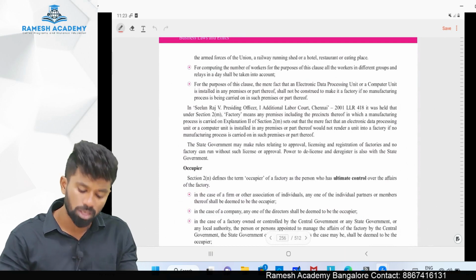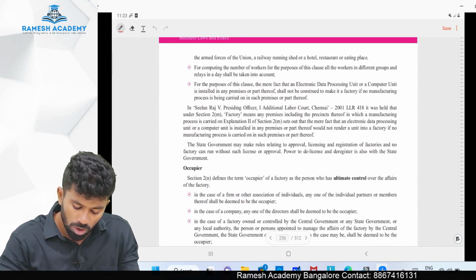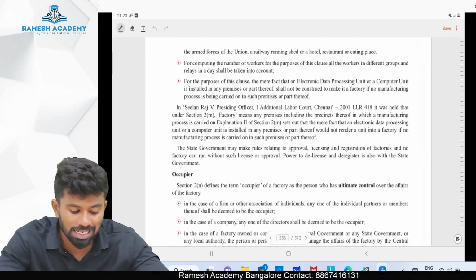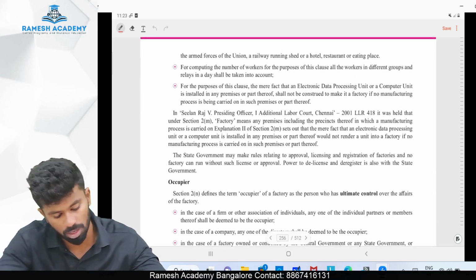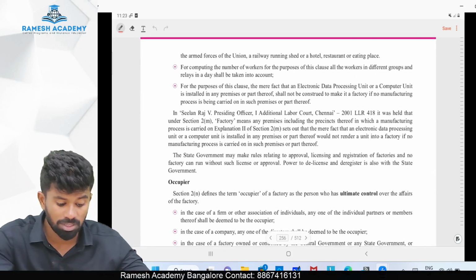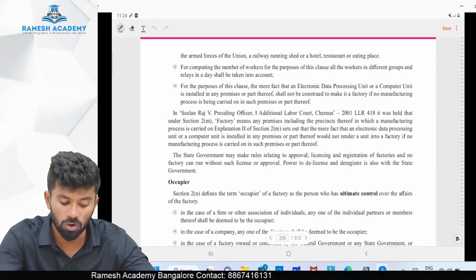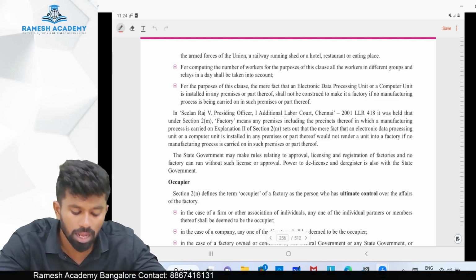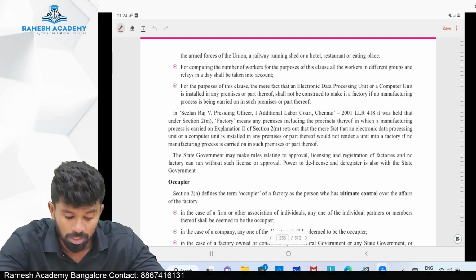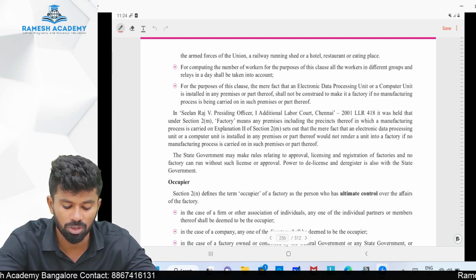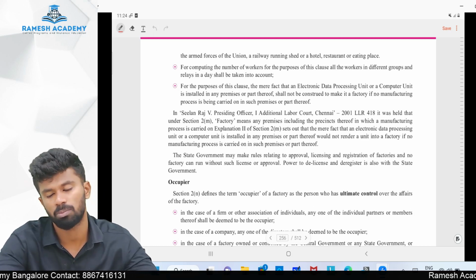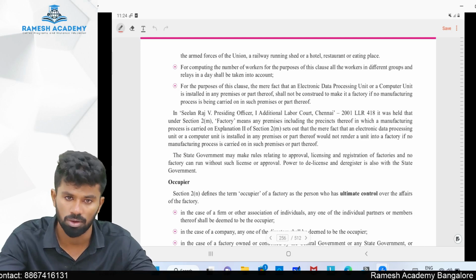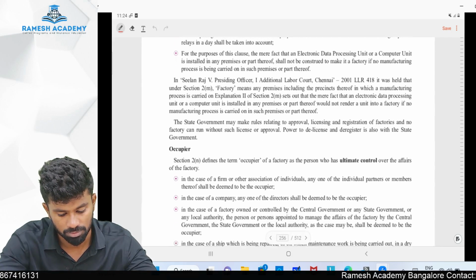For computing the number of workers, all the workers in different groups and relays in a day shall be taken into account. For the purpose of this clause, the mere fact that an electronic data processing unit or computer unit is installed in any premises or part thereof shall not make it a factory if no manufacturing process is carried out. That is why manufacturing activity should be carried out in a particular place.